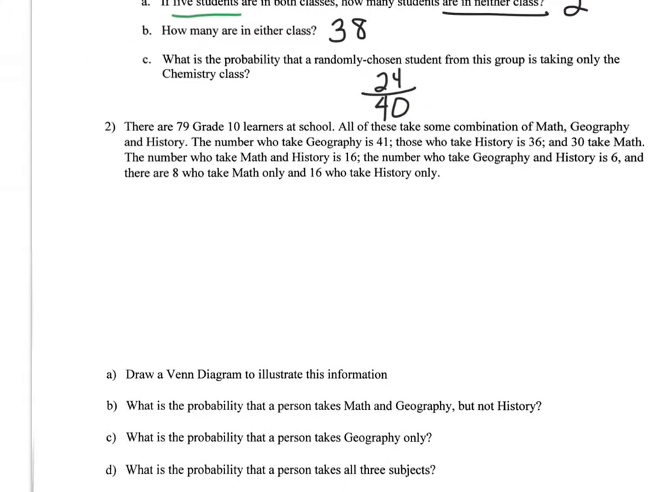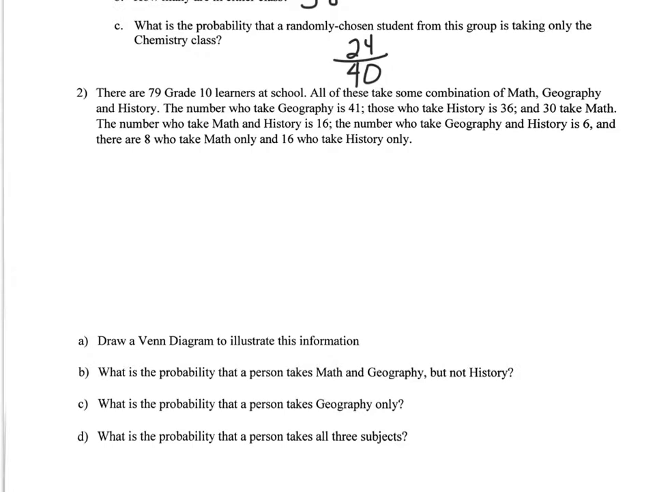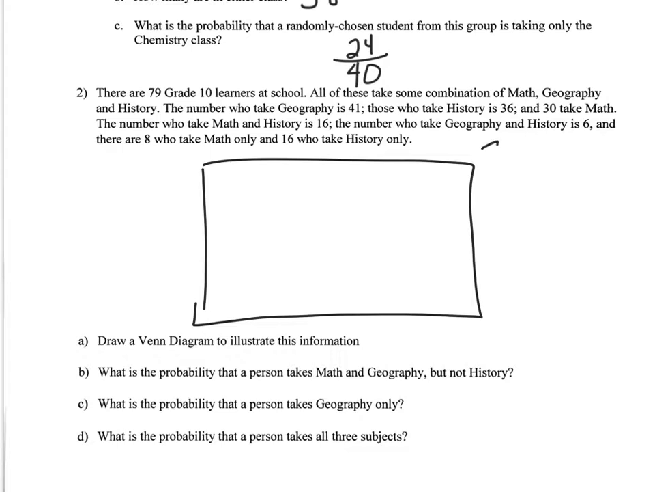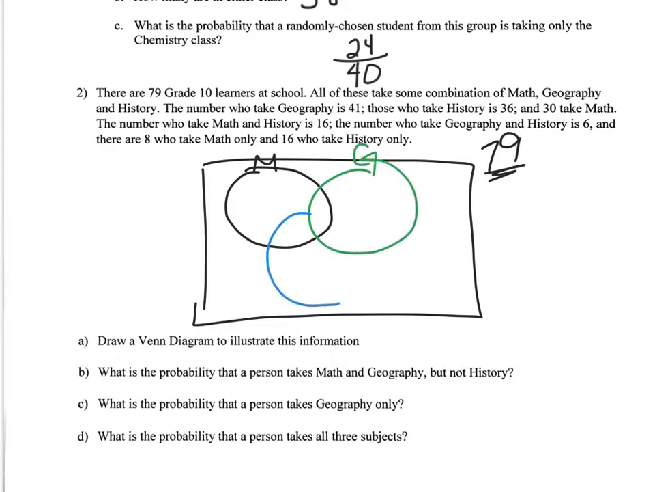Okay, so the next one. This one is a little bit more tricky because there's 3 things involved. So in this case, if we read this over, there are 79. So this is a total of 79. All of these are a combination of math, geography, and history. We're going to say this is math, make this geography, and this one history. It doesn't matter how you do that. All of them are taking this, there's no people that aren't, but I still like to put the box around it. So all of these added together is going to be 79.